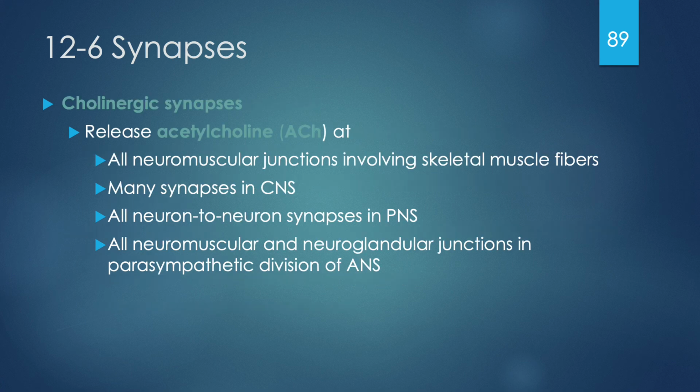Cholinergic synapses are a great example of a chemical synaptic function because they release acetylcholine, which is the very most common and widespread neurotransmitter. We abbreviate this ACh. So it's found in all sorts of places, ranging from all of the neuromuscular junctions, which includes skeletal muscle fibers. It's also present in many synapses in the central nervous system. It's present in all of the neuron-to-neuron synapses in the peripheral nervous system, and also it's present in all neuromuscular and neuroglandular functions in the parasympathetic division of the autonomic nervous system.